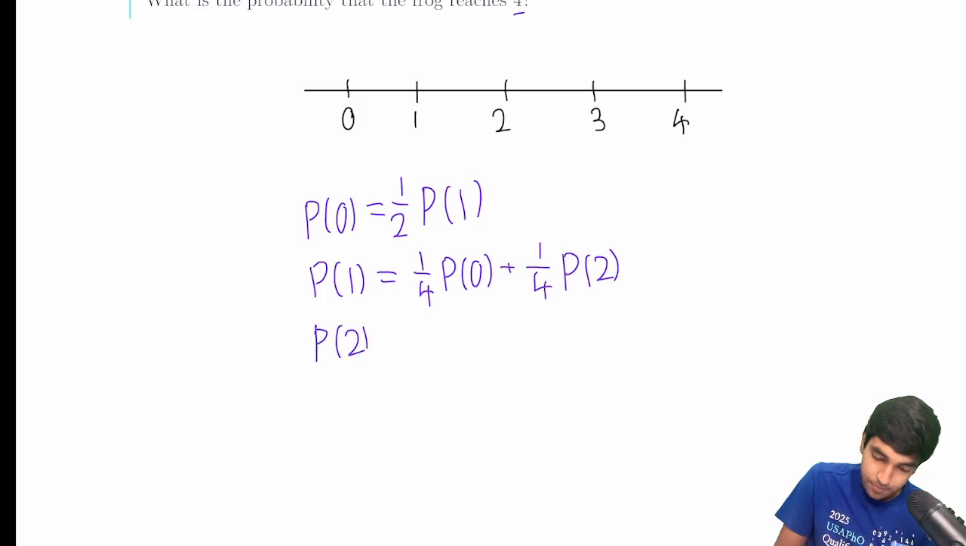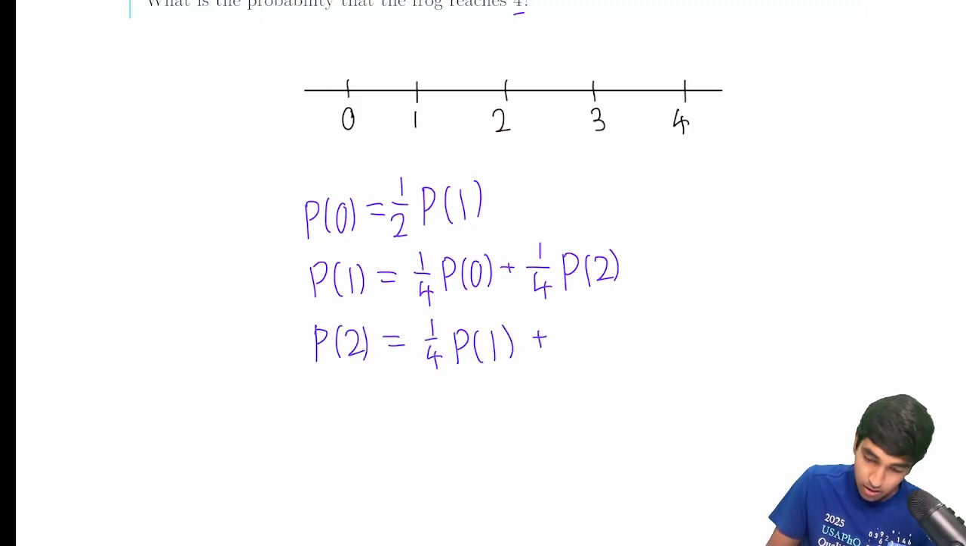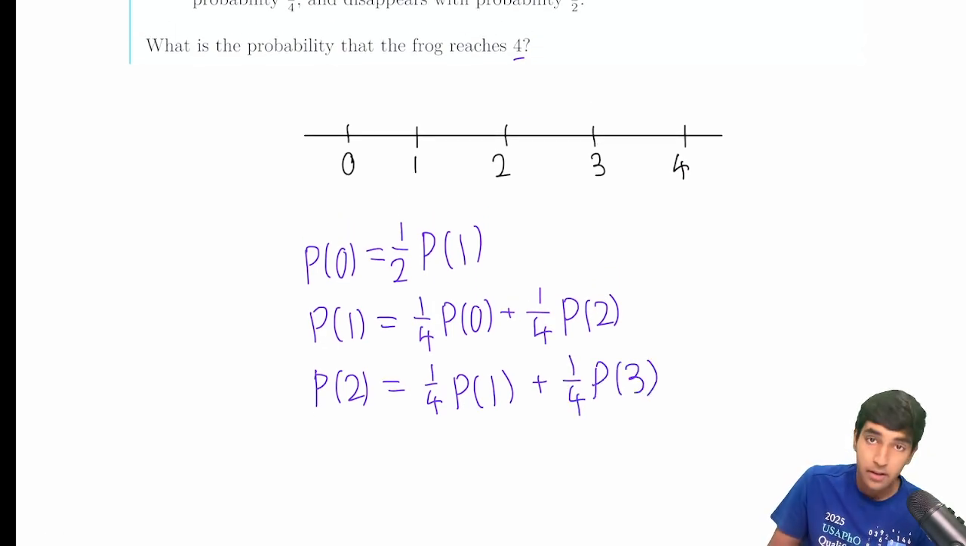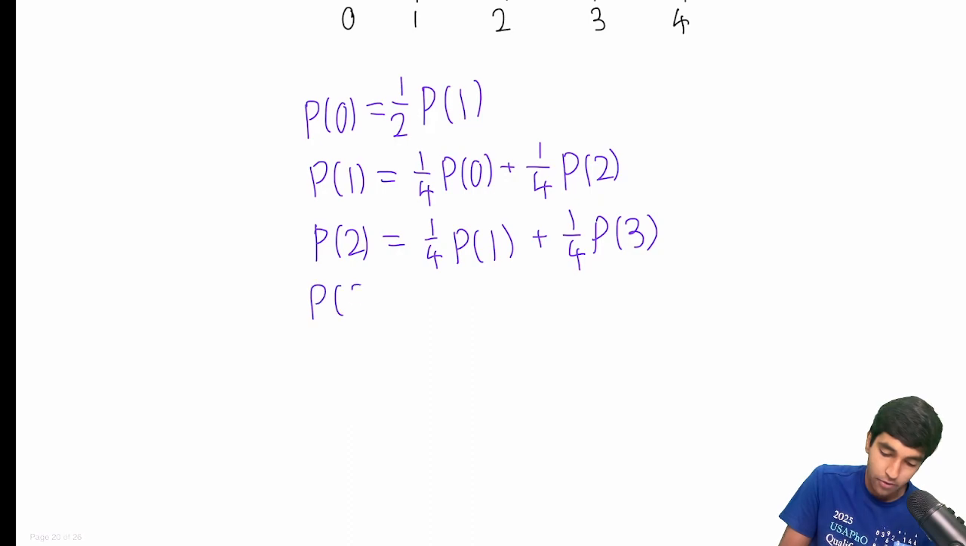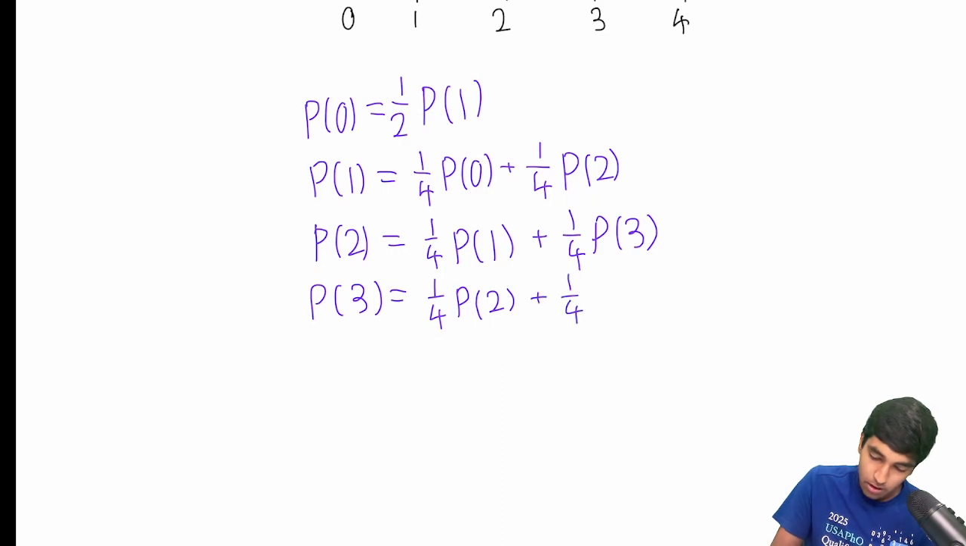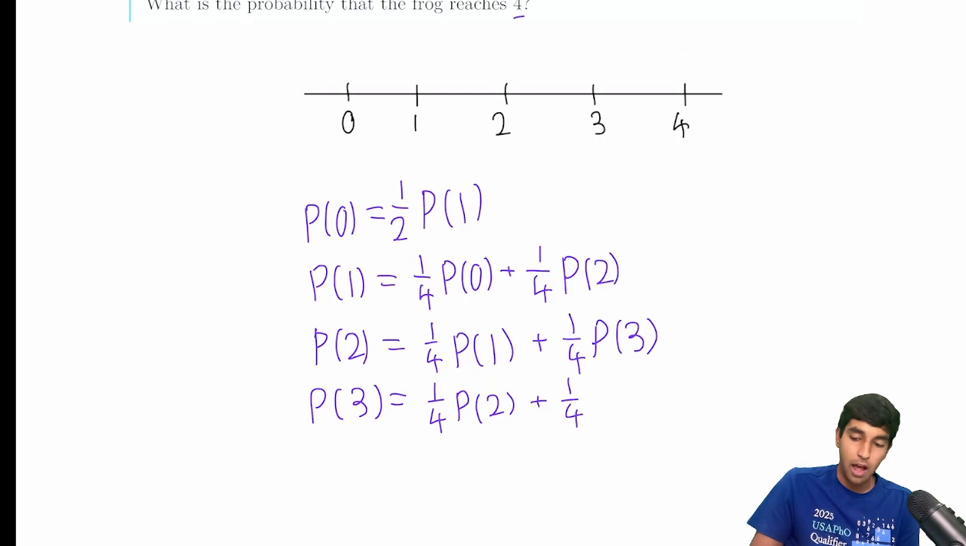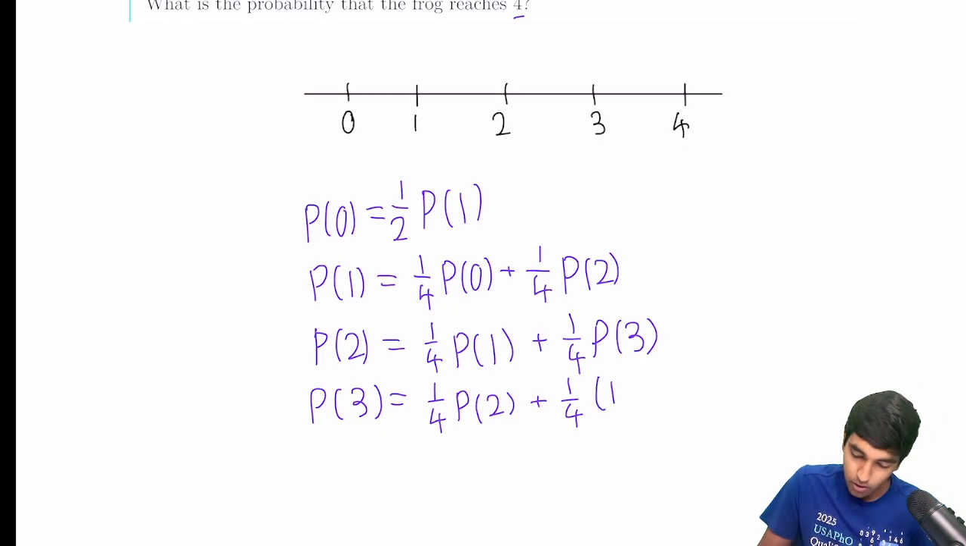And then we just do the same thing here. P of 2 is 1/4 P of 1 plus 1/4 P of 3. And then we have P of 3 is 1/4 P of 2 and 1/4 P of 4, because there's a 1/4 chance. But what is P of 4 really? I mean, we're at 4. What's the probability we're going to reach 4? That's 1. So 1/4 times 1.